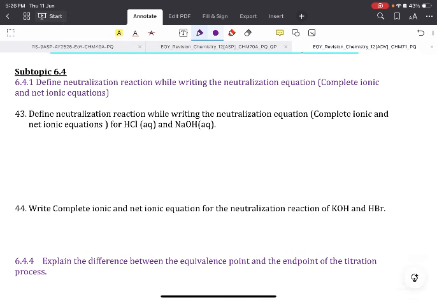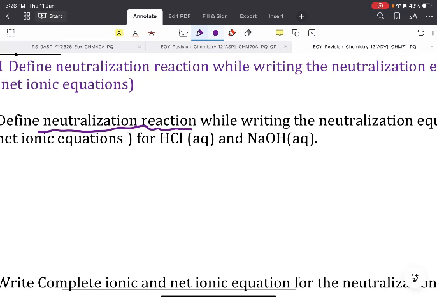Now, finally, the last lesson or subtopic in topic 6 is the 6.4. Define neutralization reaction. Of course, something to neutralize. It's when the acid and the base cancel each other or neutralizes each other.